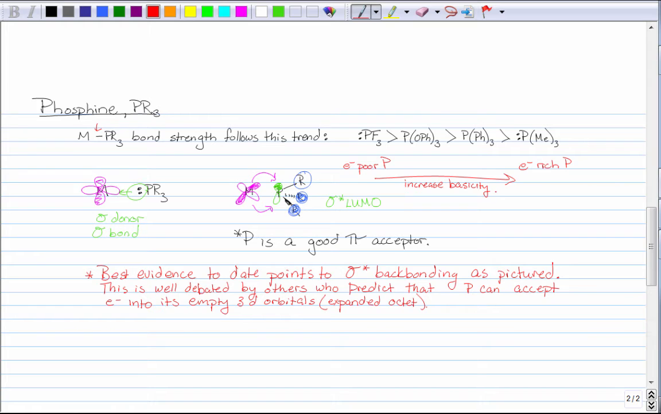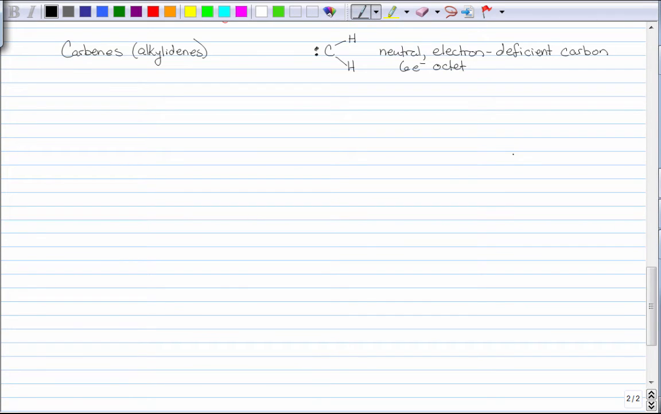as pictured. Another interesting ligand that I'd like to talk about is carbenes. You may have briefly seen carbenes in your organic chemistry class. These are neutral electron deficient carbons that only have 6 electrons in their octet. Ethylene can actually be thought of as 2 carbene fragments. This is a useful analogy to think of metal-carbene interactions.